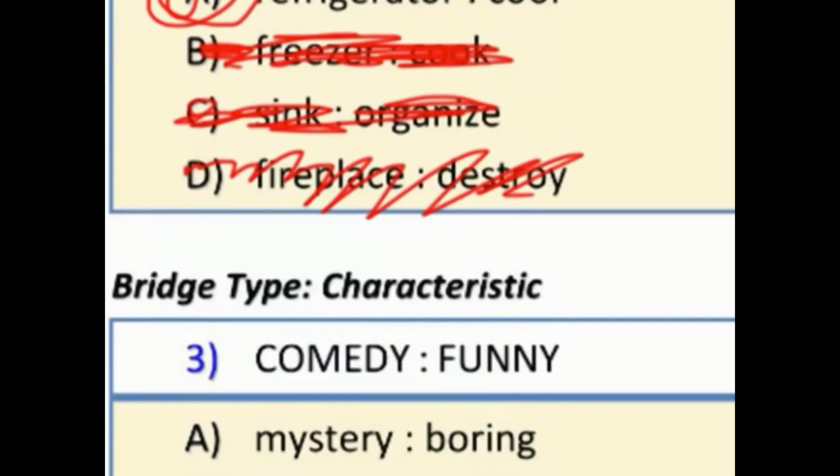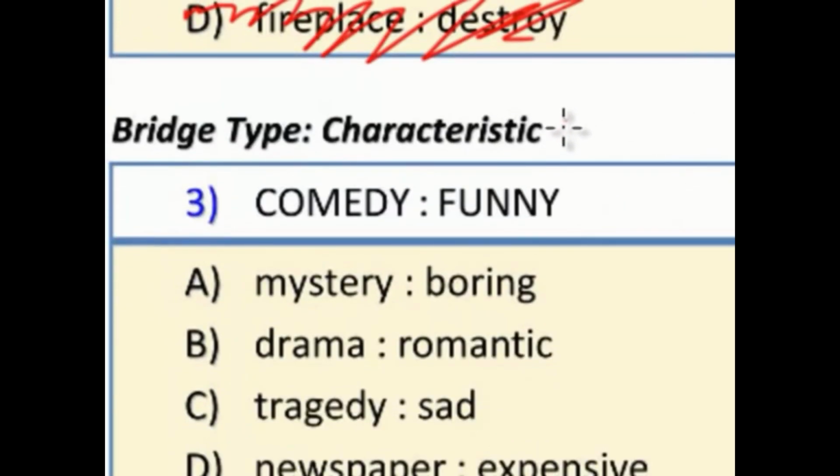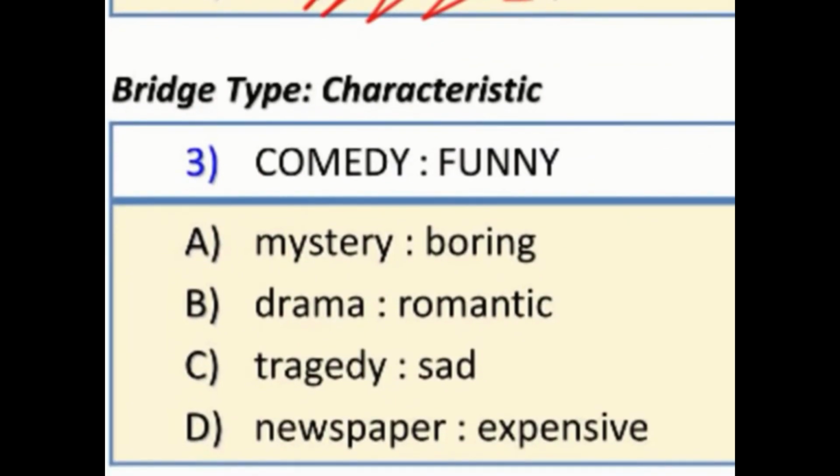And finally, we'll look at the third bridge type, which is characteristic. Comedy is to funny as what is to what. So a characteristic of a comedy is to be funny. Is a characteristic of a mystery to be boring? No. Is a characteristic of a drama to be romantic? I don't think so. And is a characteristic of a tragedy to be sad?